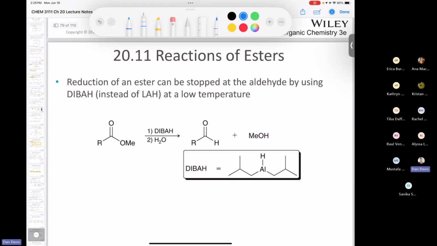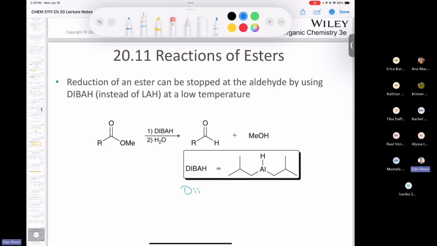So if you're wondering, is there a way for me to stop at the aldehyde? I showed you how to take an acid chloride and stop at the aldehyde. I showed you how to take an acid anhydride and stop at the aldehyde. We did that using lithium tri-t-butoxy aluminum hydride. Well, we don't use that reagent with an ester. We use something called diisobutyl aluminum hydride. The name isn't even on here, so I'll scribble it.